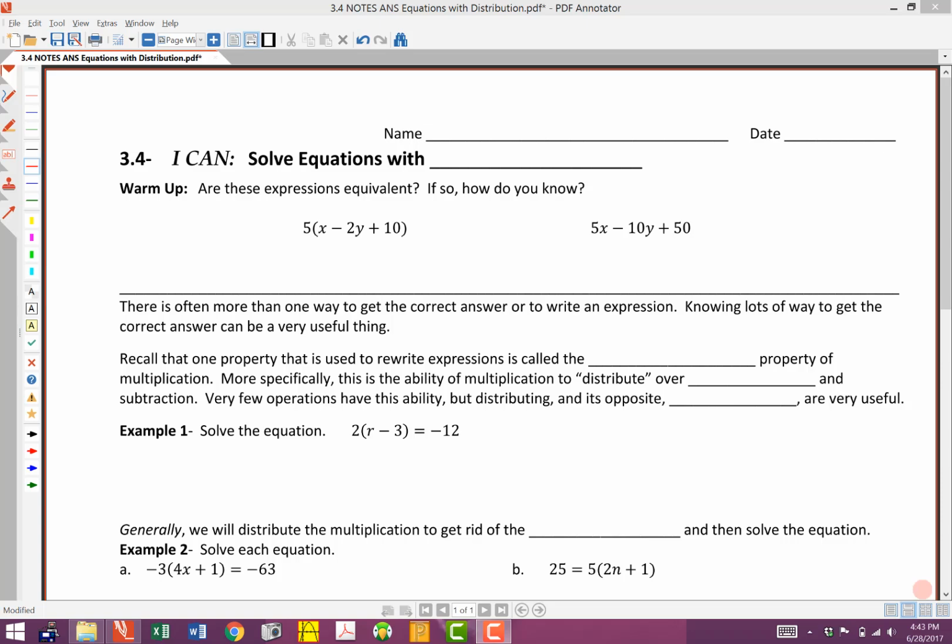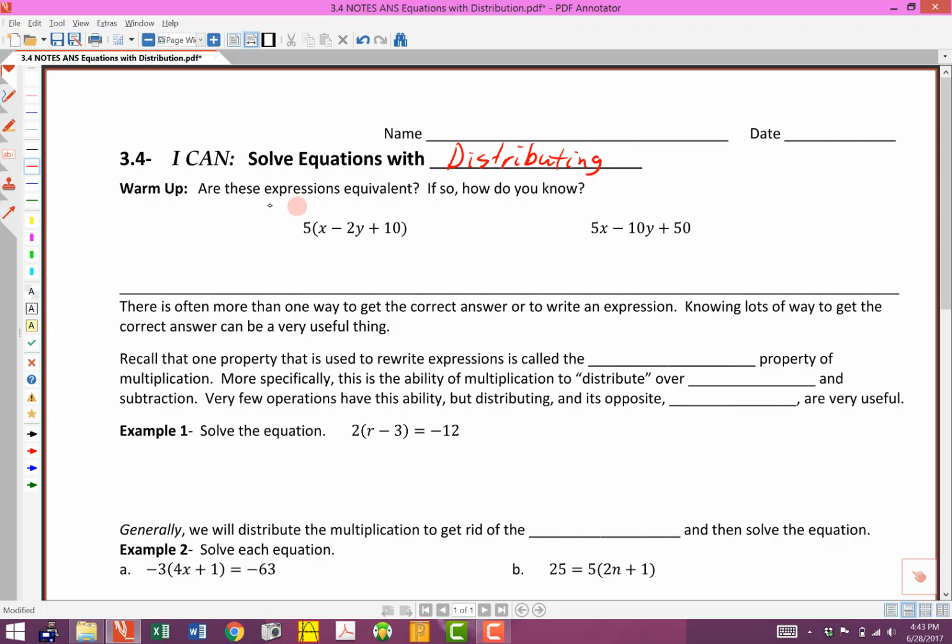All right, moving on with learning how to solve equations. The next type of thing that we're going to solve is equations with distributing. Equations with distributing. Now remember the distributive property from a previous video, hopefully.